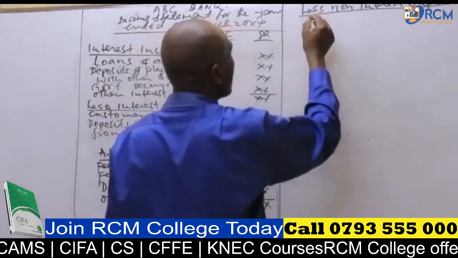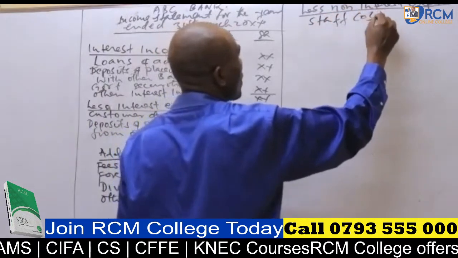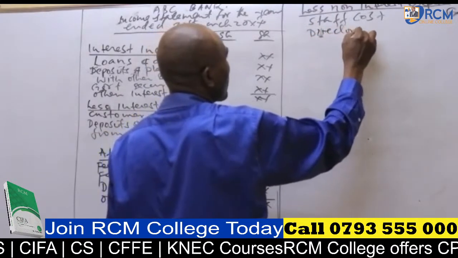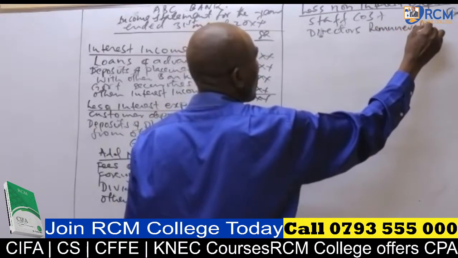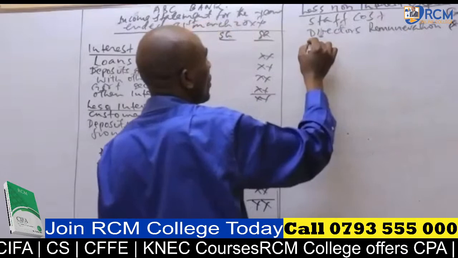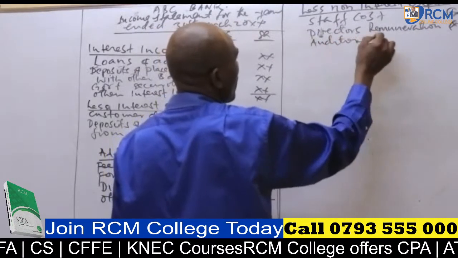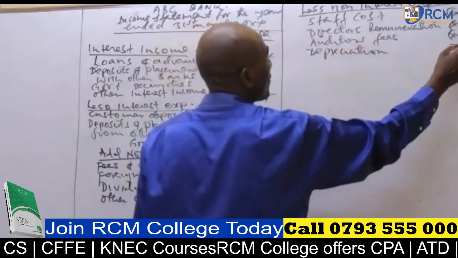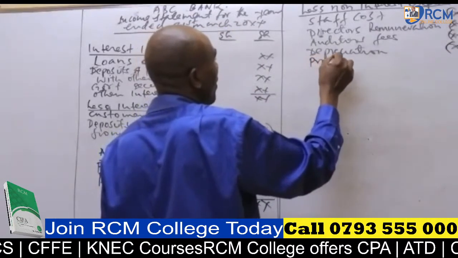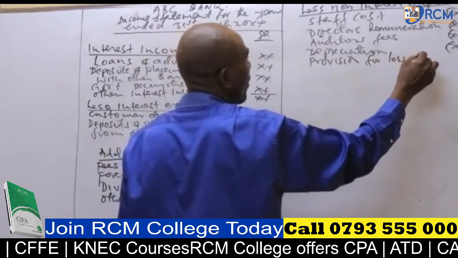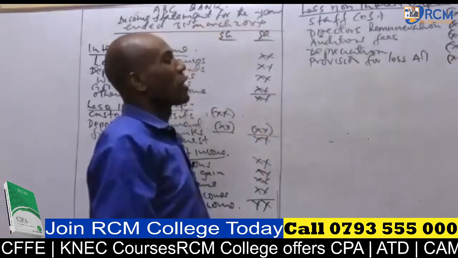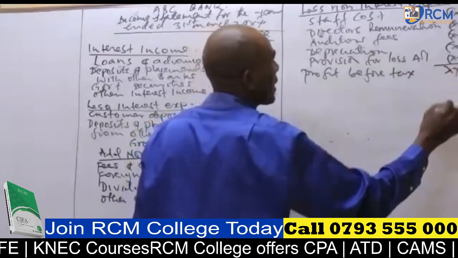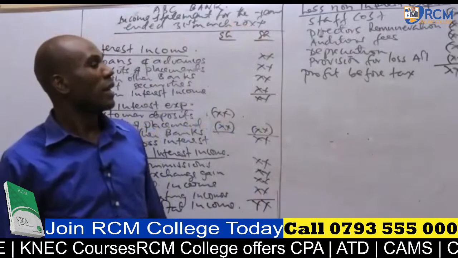Like, for example, number one, we have staff costs, those salaries that you pay. We come to less directors remuneration. We also less auditors fees. We less depreciation. We also less provision for loss allowance. Then we get profit before tax. That is our profit before tax.